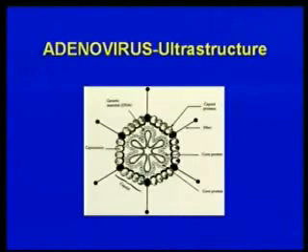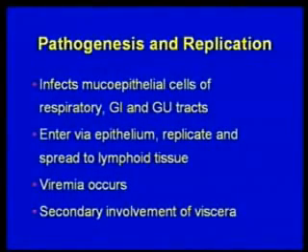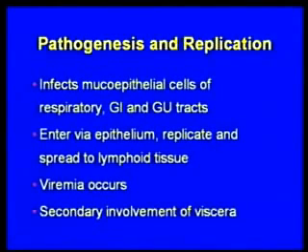Schematic again, the individual units on the capsid are called the capsomeres, the 252 of them, and then the vertex units are called the pentons. Hexons and pentons. Any questions so far? Okay. Now we go on to the actual pathogenesis.